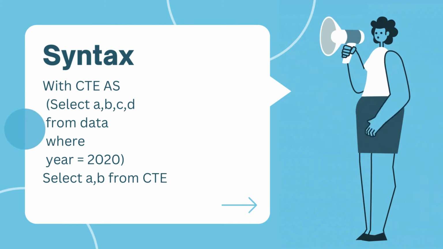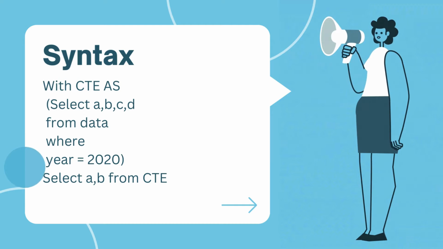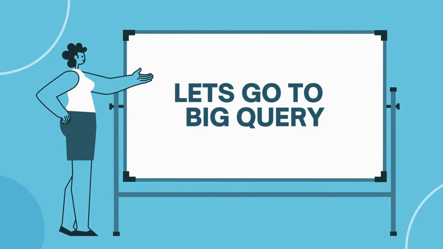To define a CTE, use the WITH clause, the CTE name, AS, and then use brackets to define a query, and then you can select from that query. So let's go to BigQuery and see how this works in practice.